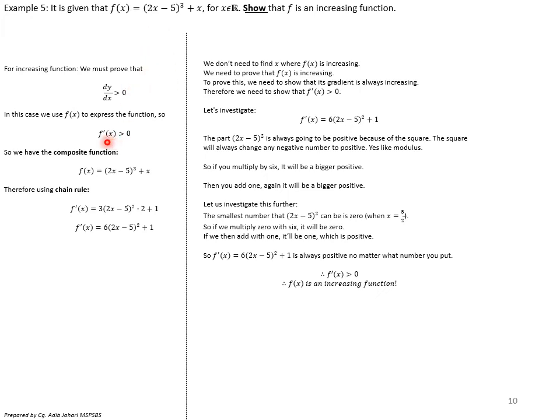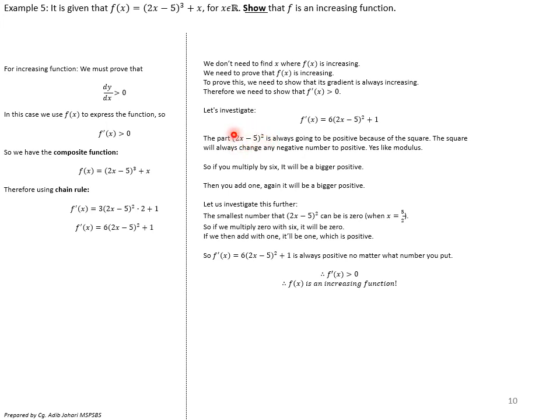In this case, we have to use f dash because the question uses f(x). So differentiate it, you get this one, a composite function: 6 bracket 2x minus 5 bracket squared plus 1. So let's investigate this. If you look at (2x minus 5) squared, this part is always going to be positive. You know why? Because of the square. If you substitute any number, if it's positive, you square it, it becomes a bigger positive. If it's negative, you square it, it will be positive. So this part will always be positive.